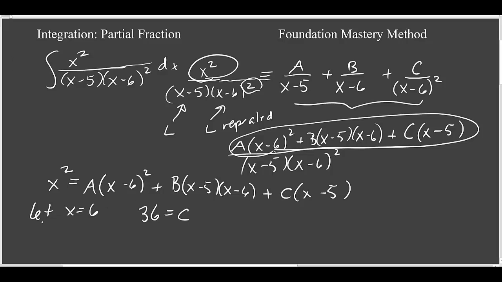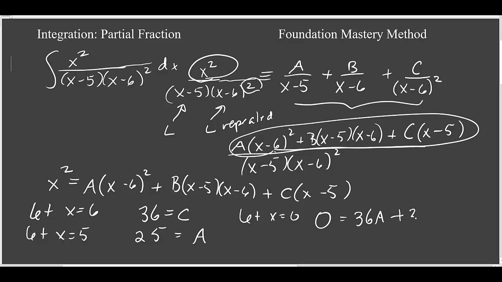Then we can choose x equal to 5. So if we let x equal 5, on the left-hand side, we'll have 25. And on the right-hand side, we'll have a and just a. So that means that a is 25. Now to find b, we need to choose another value of x different than 5 and 6. And one of the easiest ones to choose would be x equal to 0. So if we let x equal 0, then on the left-hand side we just have 0. On the right-hand side we have 36a plus 30b minus 5c.